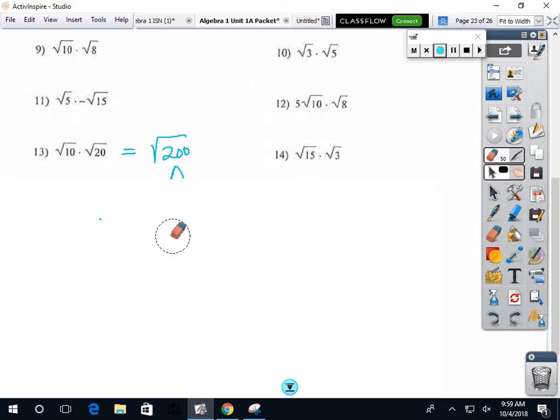Okay, so square root of 200. What numbers multiply to 200? 10 and 20. And then 10 is a 5 and a 2. 20 is a 5 and a 4. And then 4 will break down once more into a set of 2's, and then bring down all the primes.